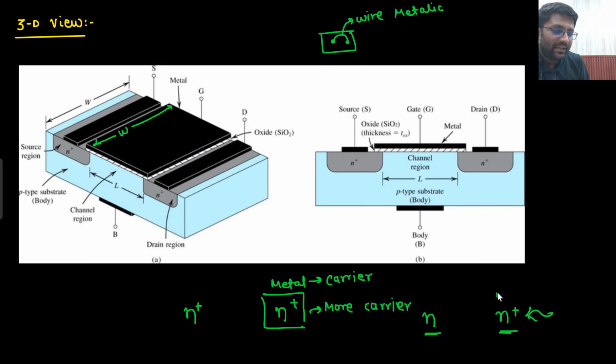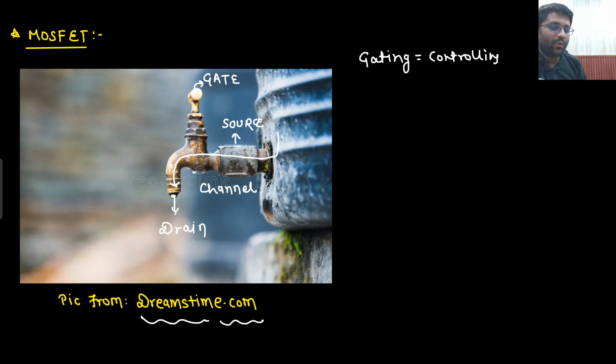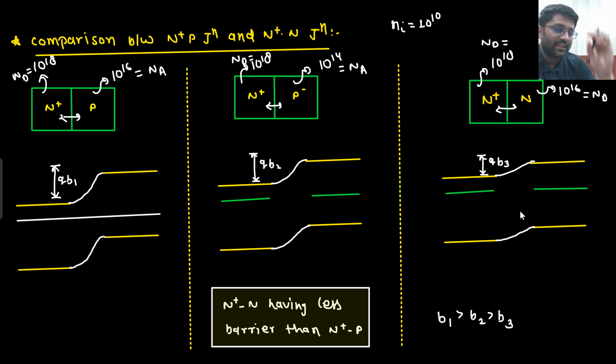So that means N plus and metal are closer to each other than N and metal. These guys are far away, these guys are closer to each other. If two are closer to each other, there will be less built-in junction. If it was N plus and N plus, there wouldn't have been any junction, and there wouldn't have been any electric field. This is the needless electric field which we are getting because of the junction, because we connected two devices.